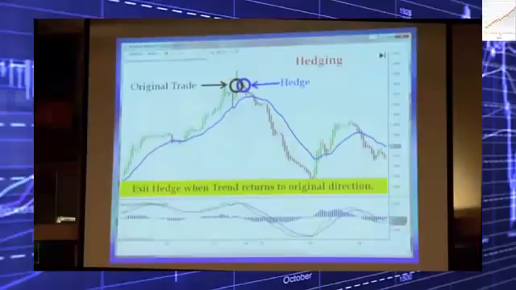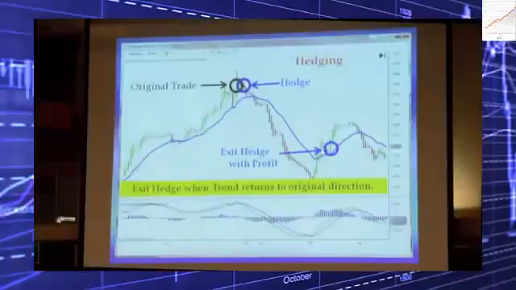When this happens on the trend chart, guess what? This was a long position based on the original trend. Now I enter into a short position. Here's my hedge. The market goes down. I will exit the hedge when the trend resumes in the original direction. And that happens right here, and it's actually confirmed on the MACD right here.